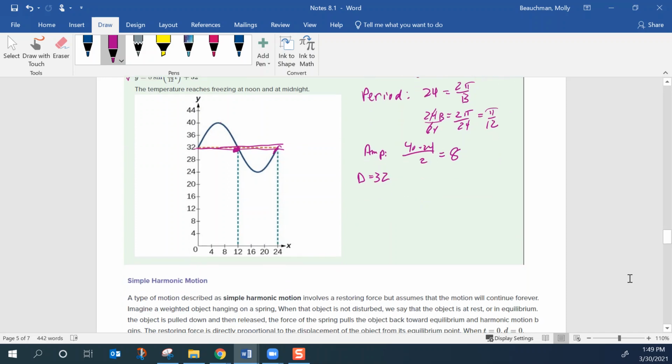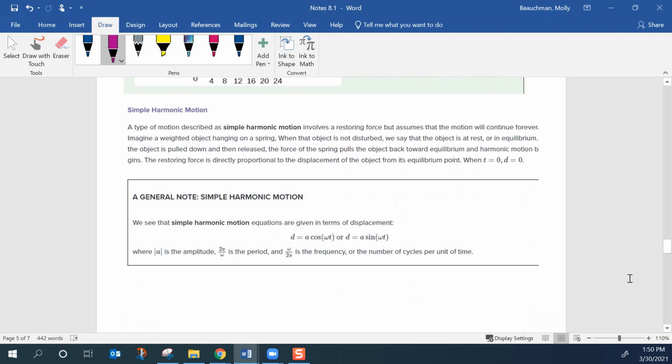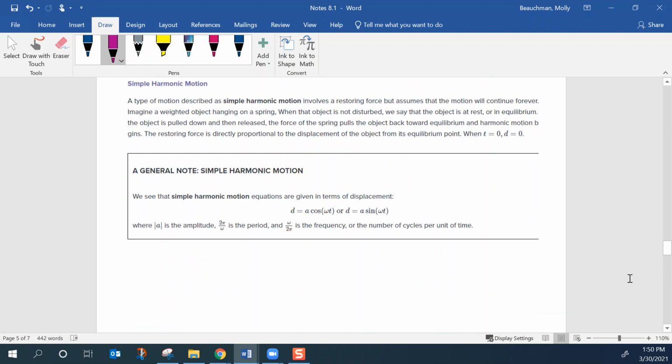All right, the other application we'll take a look at is something called simple harmonic motion. Simple harmonic motion involves a restoring force but assumes the motion will continue forever. So if you have a weighted object on a spring, when the object is not disturbed, it's at rest or in equilibrium. If we pull the object down and then release it, the force of the spring pulls the object back towards equilibrium, and harmonic motion begins. The restoring force is directly proportional to the displacement of the object from its equilibrium point.